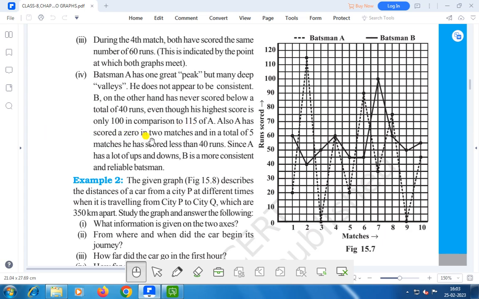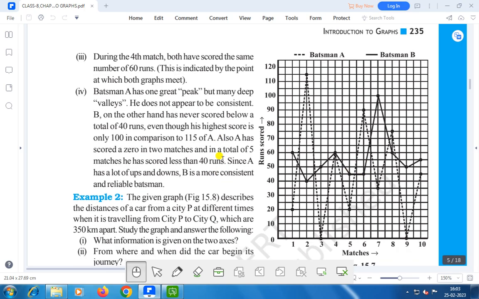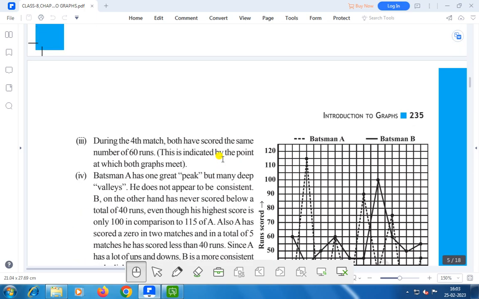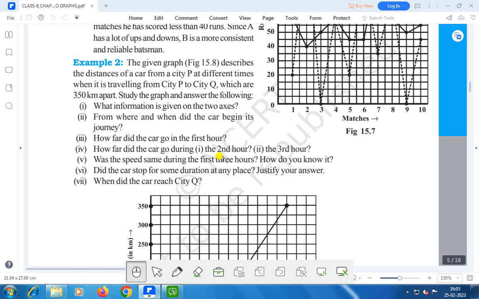Also, A has scored a 0 in 2 matches. In a total of 5 matches, he has scored less than 40 runs. Since A has a lot of ups and downs, B is a more consistent and reliable batsman, right? In this way you can find the various graphs.